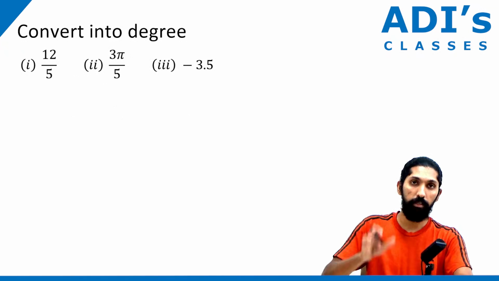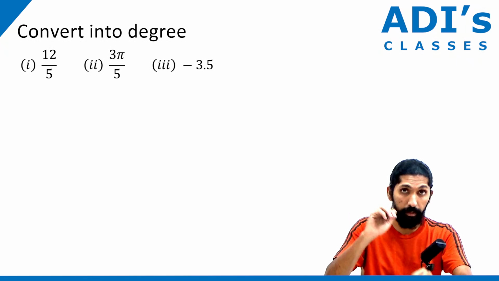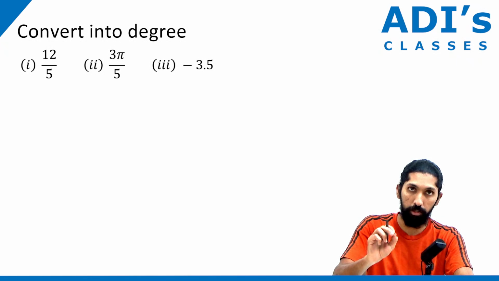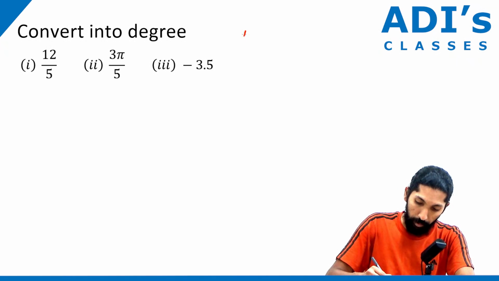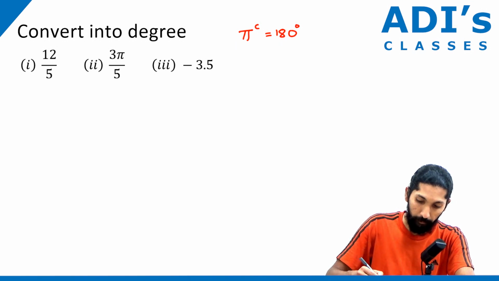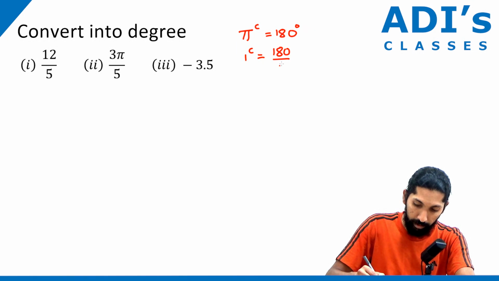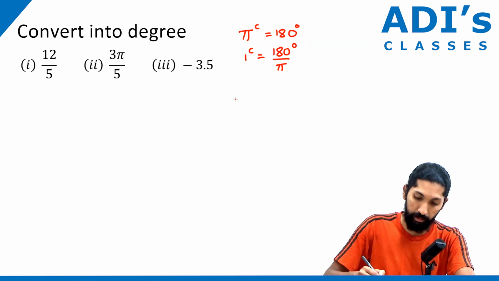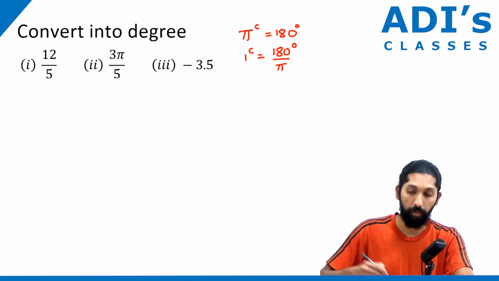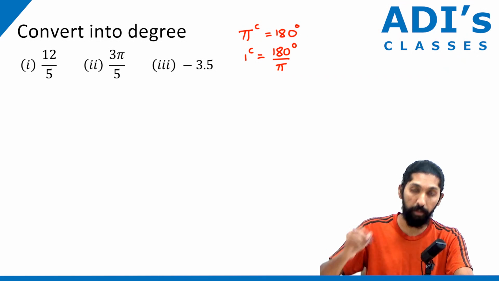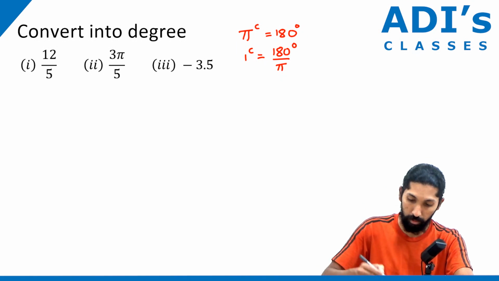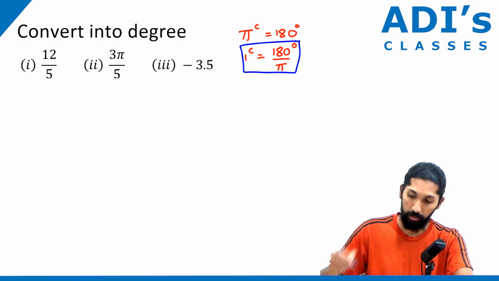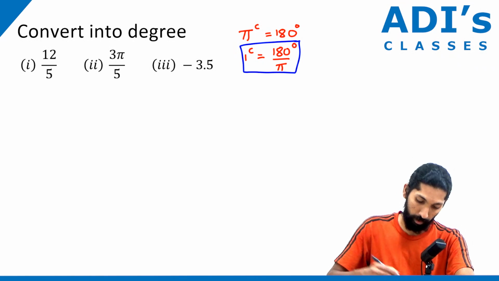All right. In this part we are converting into degree. Again, the same conversion: pi radian is equal to 180 degree. So 1 radian is equal to 180 divided by pi degree. So we'll use this one. Here we need to multiply by 180 by pi. What is required? All right, let's look at the first one.